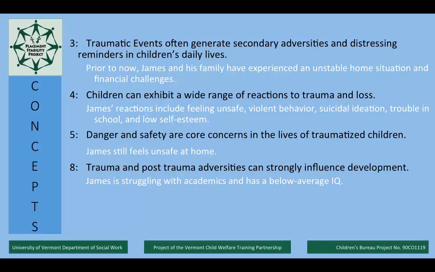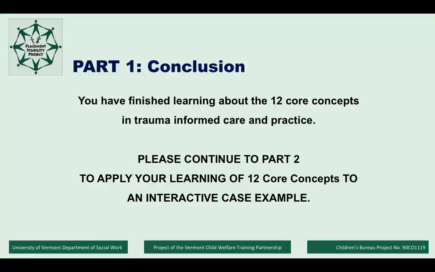Core Concept 5. Danger and safety are core concerns in the lives of traumatized children. James still feels unsafe at home, as evidenced by his need to build a protective tent under his bed. Core Concept 8. Trauma and post-trauma adversities can strongly influence development. James struggles with academics and has a below-average IQ.